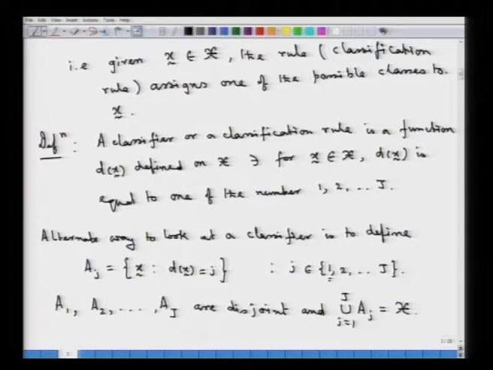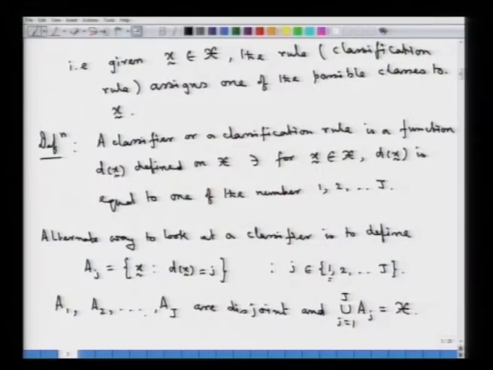Because there is no ambiguity in assignment, in the way that a particular case x belonging to script X is assigned only one class membership, and hence each of these, this particular A1, A2, AJ, are going to be mutually disjoint. So, there is no common x belonging to any of these A_j's in this particular set, and for every x belonging to script X, the feature vector space, we have to assign a class membership. So, it cannot be that there are some x's to which a class membership is not assigned, and hence the union of these A_j's, j equal to 1 up to capital J, has to be this particular sample space.